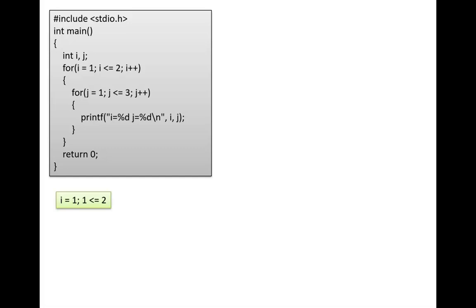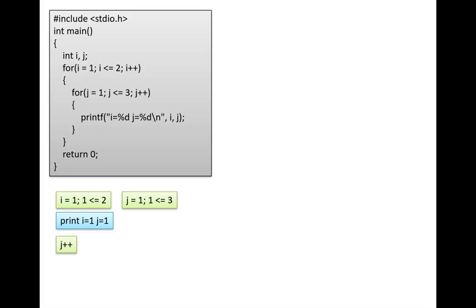Let us trace. i equal to 1, 1 is less than or equal to 2, true. So get into the innermost loop. j equal to 1, 1 is less than or equal to 3, true. Print the value of i and j. i equal to 1, j equal to 1.